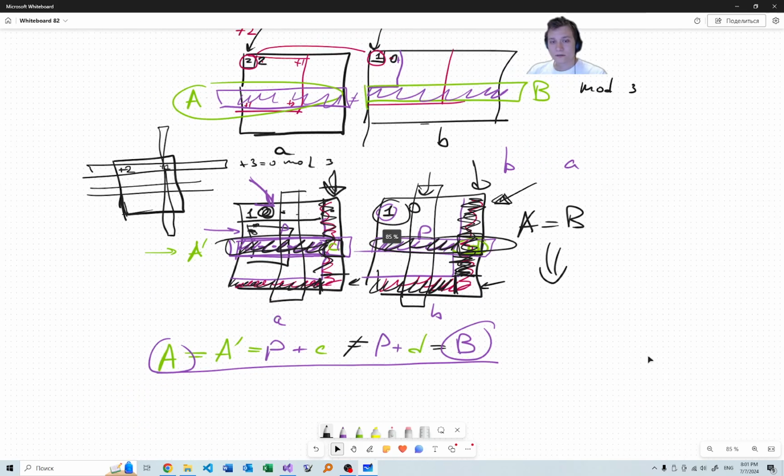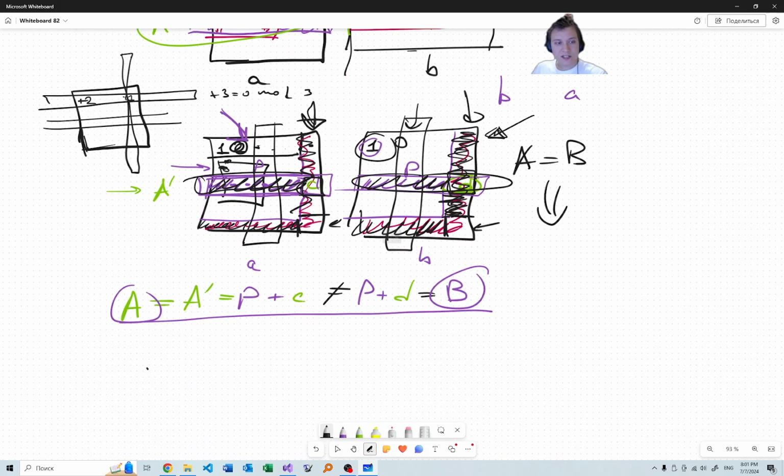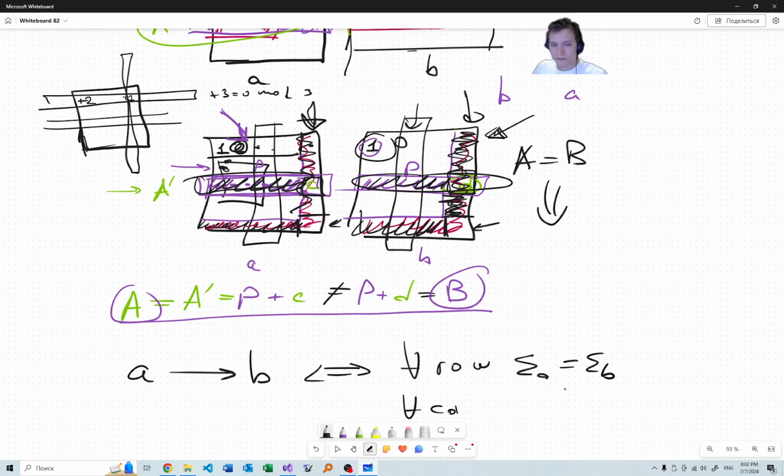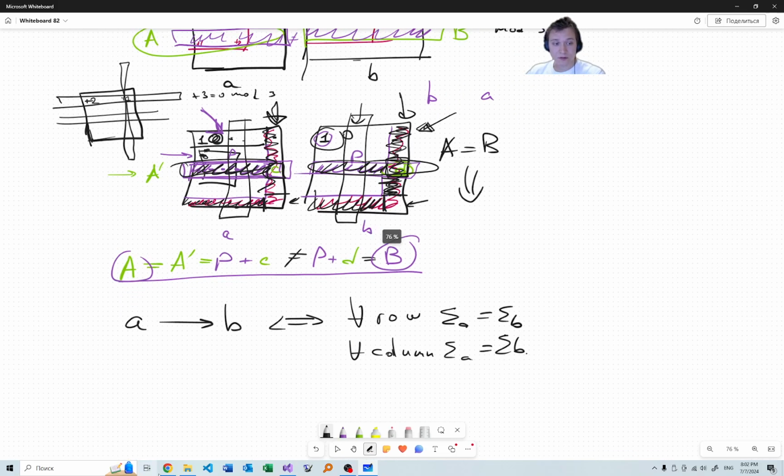So actually, it's possible to transform A to B if and only if in each row sum A is equal to sum B, and in each column also sum A is equal to sum B. That's it for problem B.